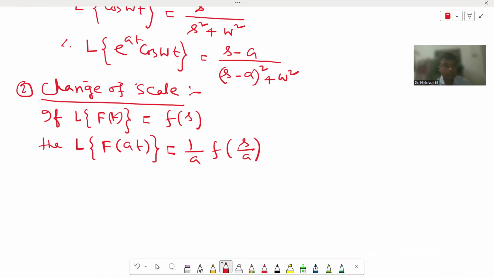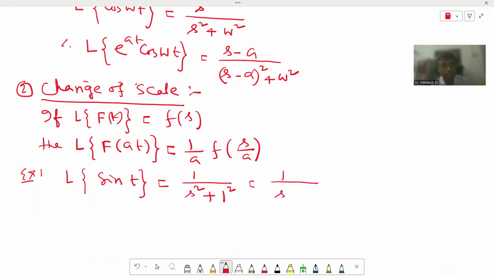So now example, Laplace of sin t is equal to, here omega is 1, so 1 by s square plus 1 square, that is equal to 1 by s square plus 1.